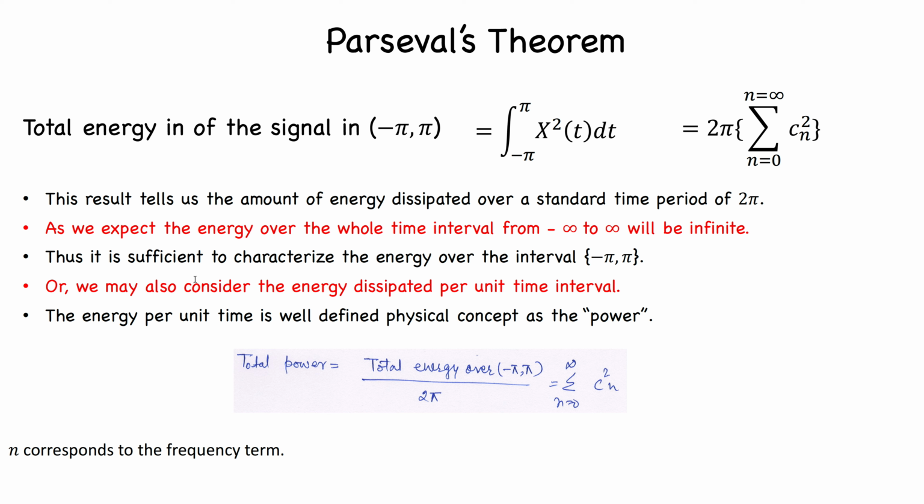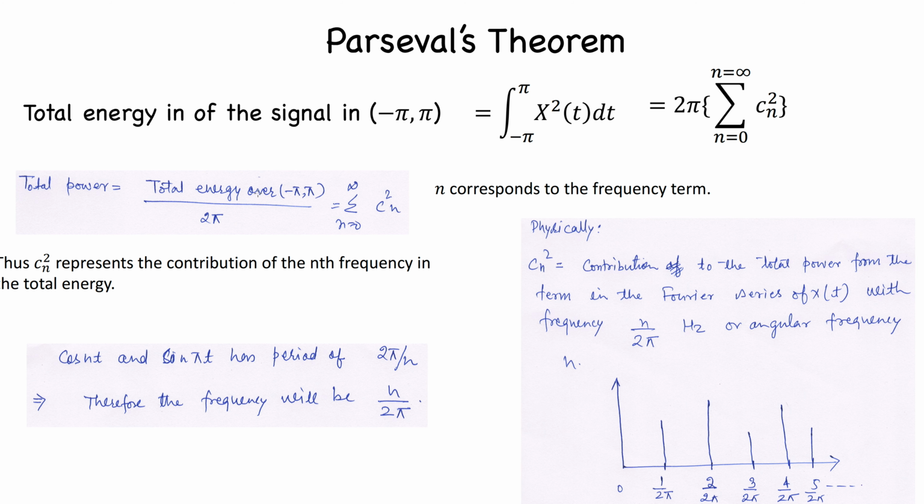Or we can focus on another term which we call power, because power is easier to explain. Power is energy loss with respect to time, or with respect to the time interval in this case. So the total energy between minus pi to pi is divided by the total time interval, which is 2 pi. So 2 pi will be cancelled, and that is just the summation over n of c square n. So this is the total power contained in the signal x(t), where n represents the frequency term.